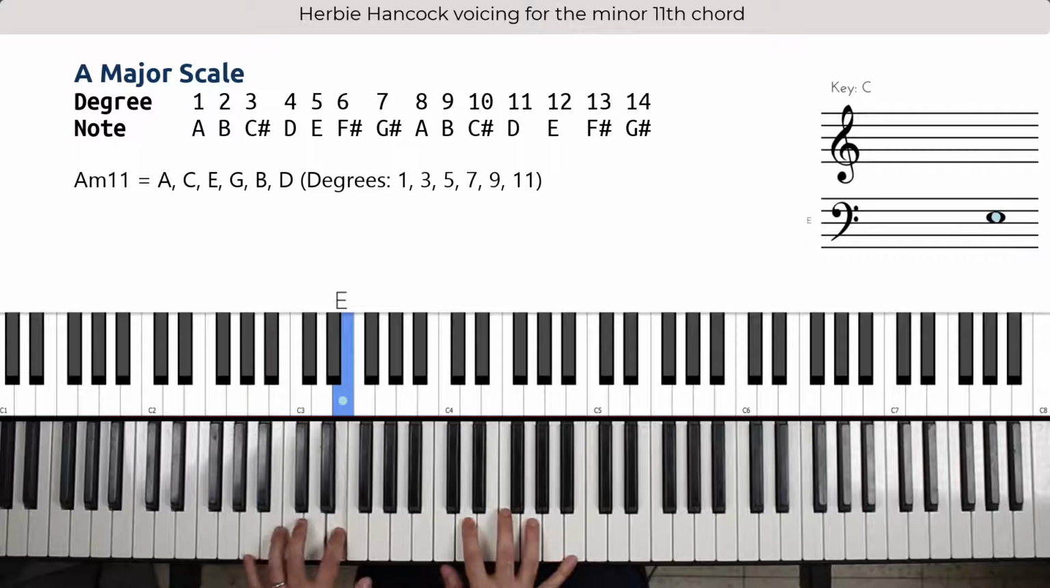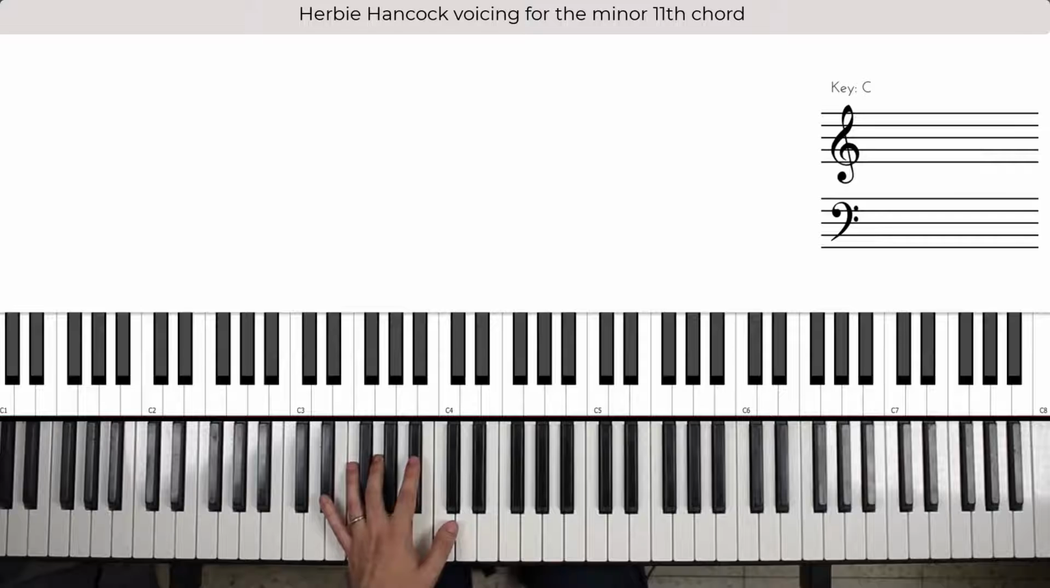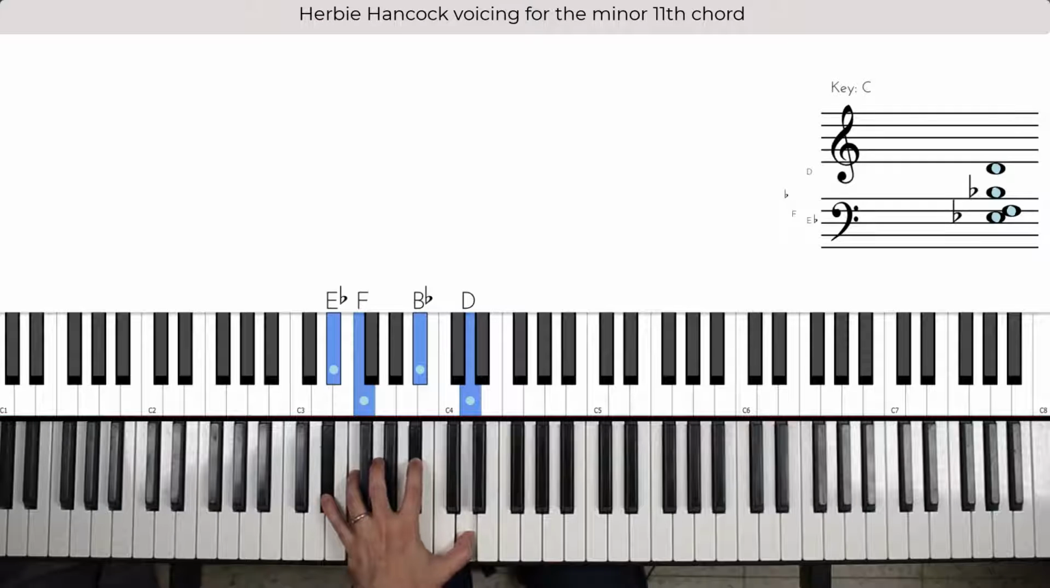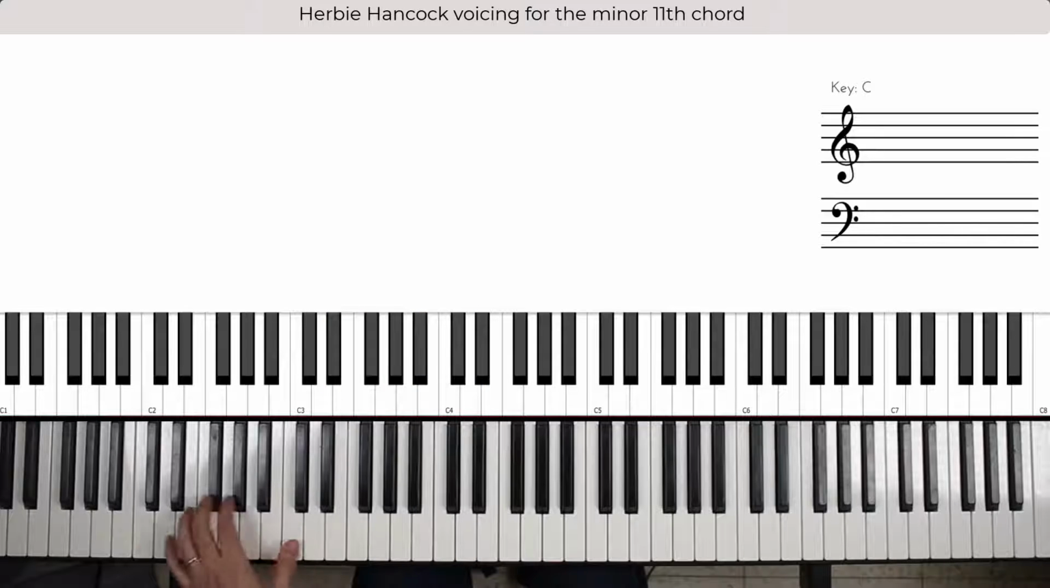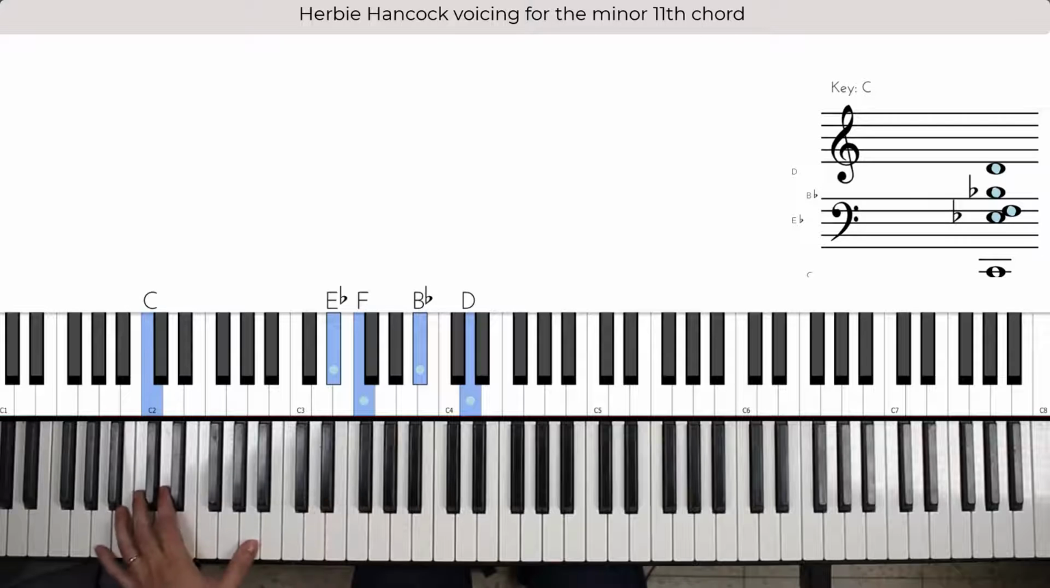Because the first and fifth are unaltered, we can omit them and just play this as a left hand voicing for A minor 11. Here's the same thing for a C minor 11. And if you want, you can play stride piano. You can hit the bass and jump around, or for an A.